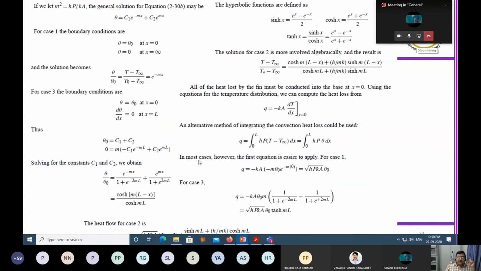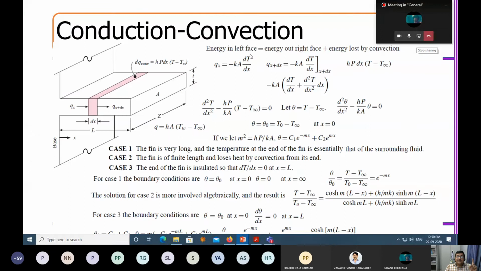Now, once you do that, for case 1, you get a solution like this. And for case 2, once you really solve the temperature, why am I solving the temperature equation? Because the moment I solve the temperature profile, I'll be able to get the heat flux, or the rate of heat flow, which is the most important parameter to decide.